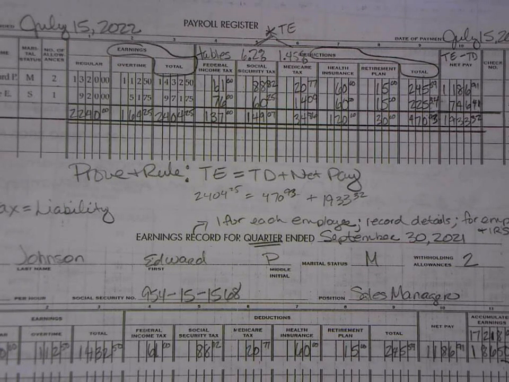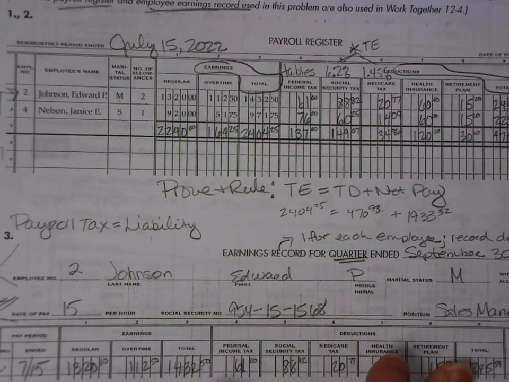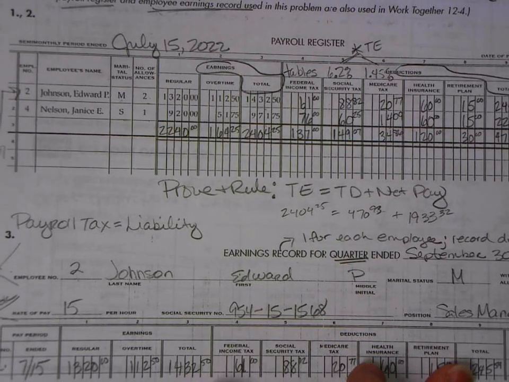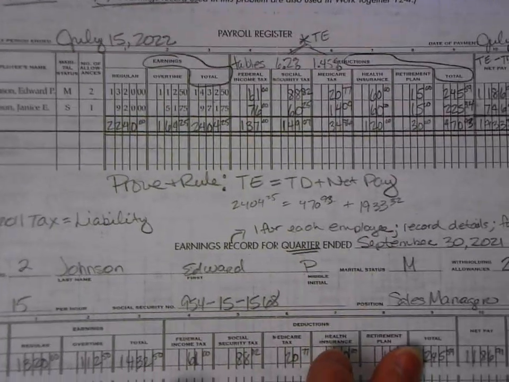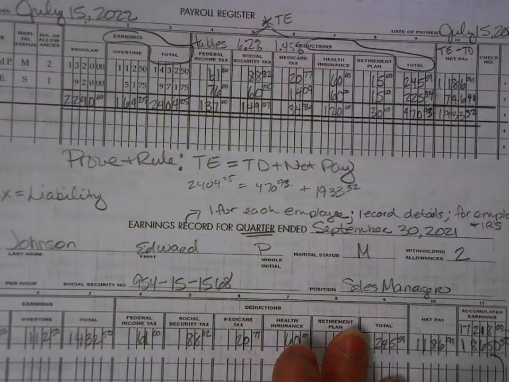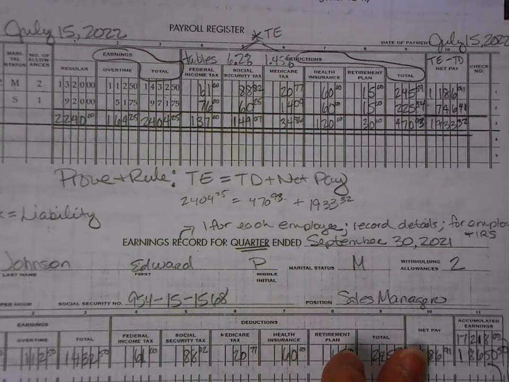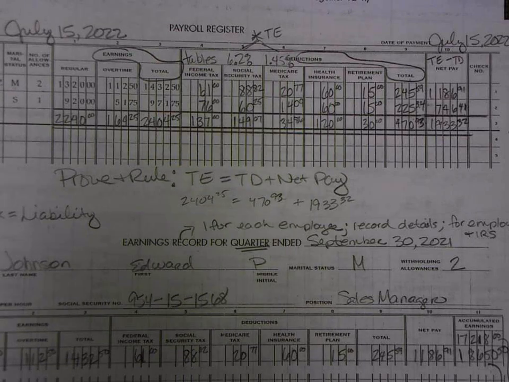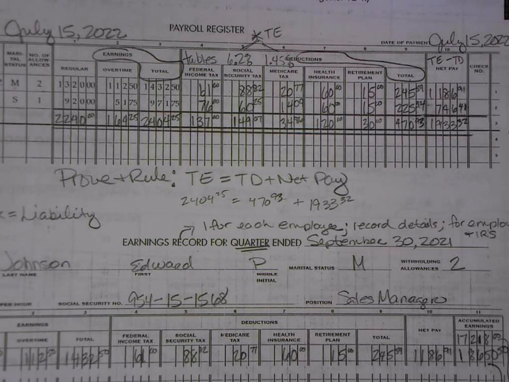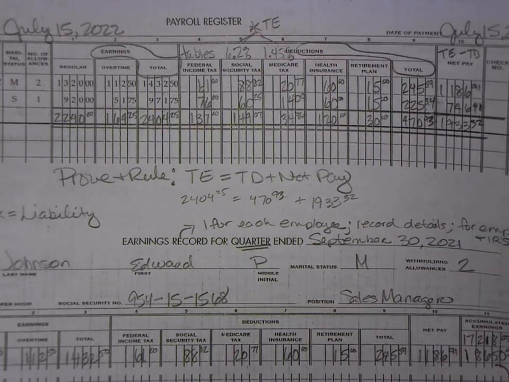I don't want to tell you everything. I want you to figure it out. What are we paying Edward? What is Edward getting? What is Edward taking home, I should say? Net pay, right? $11.86. What is Janice taking home? $7.46. So what do I need to pay both of them? Right, $19.33.32. So you're just taking the total from the net pay column on your payroll register, and you're writing a check for that. So $19.33.32.